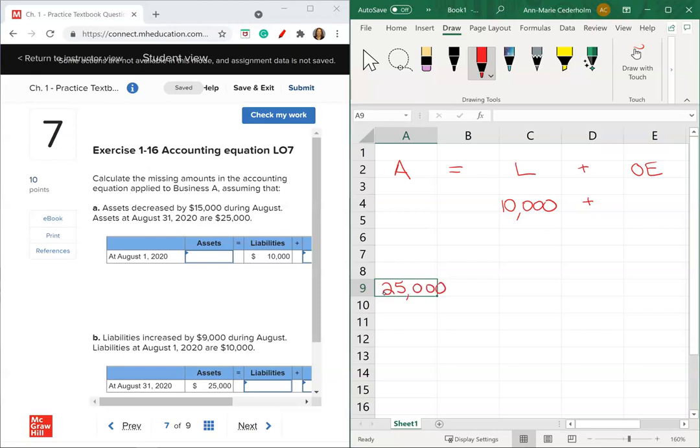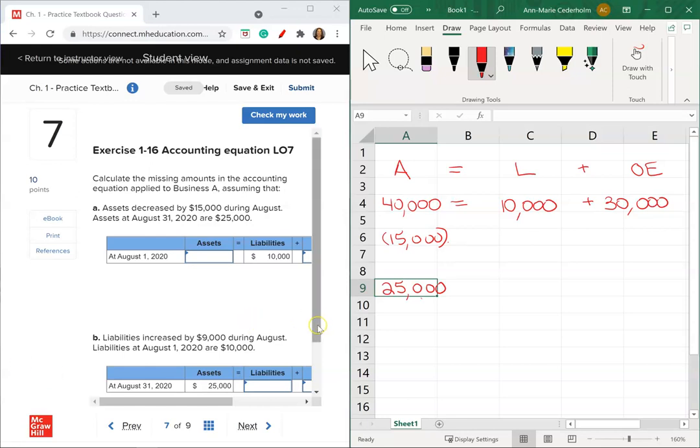So if they decreased, then what had to have happened is, if we just work backwards, I'd have to have started out with $40,000 in assets. If you take 40 minus 15, that equals the $25,000 that you have in assets for August 31st. And now that I have that number, I can work backwards. So I know that my assets equal my liabilities, which are 10, and then I'd have to add an extra 30,000 here in order for it to balance out. So on the left side of the equation, it's 40, and on the right side of the equation, it's 40.